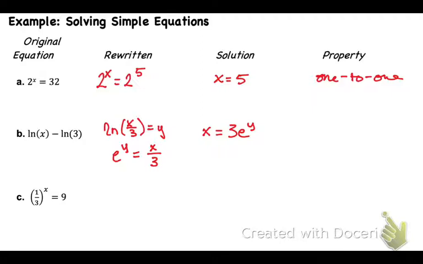Now, we didn't use the one-to-one, we used the what? Inverse. Now sometimes we use the inverse and the one-to-one, we use them both. This one we did not.